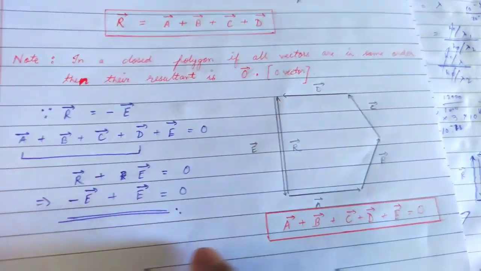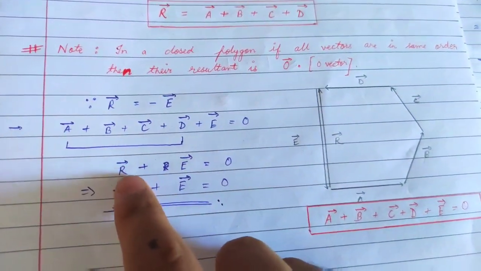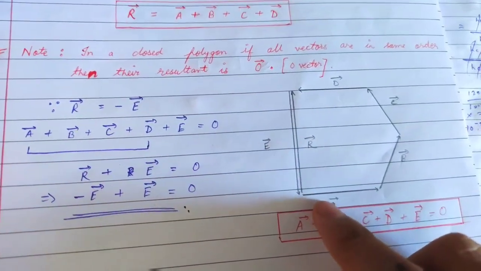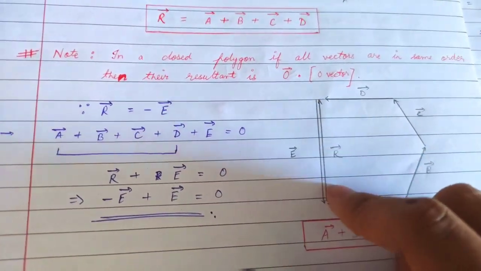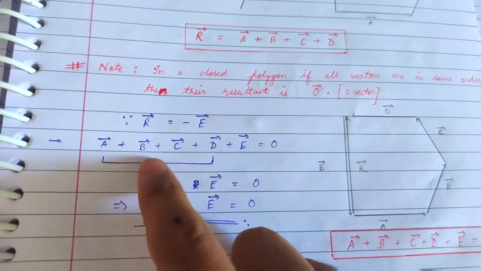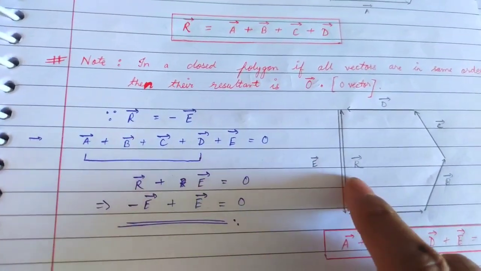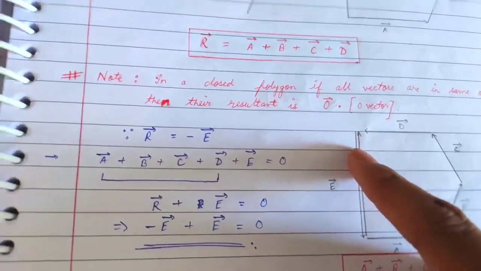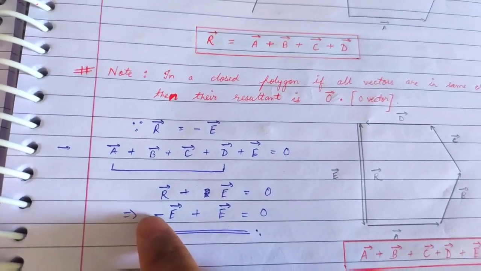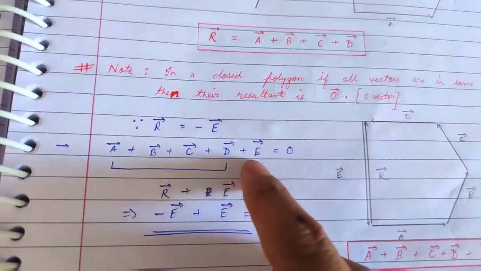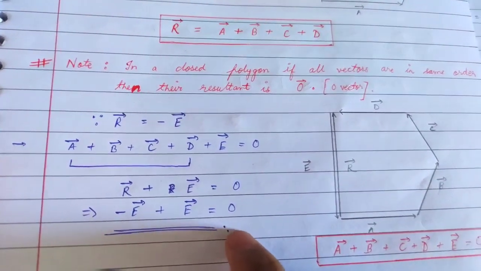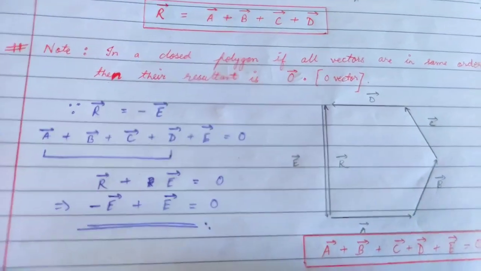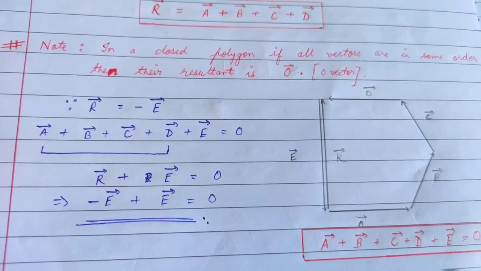I'll explain this. See, vector A, B, C and D together make vector R, the resultant vector. So we will put it as R, and we also know that vector R equals negative of vector E, because they are anti-parallel to each other. So this will give us vector R is equal to minus vector E plus this vector E, which gives us 0. So if all the sides of a polygon are in the same order, then the resultant of all the sum will be 0 only.